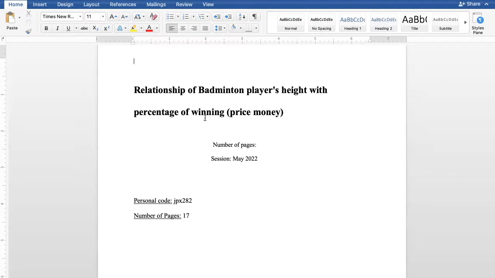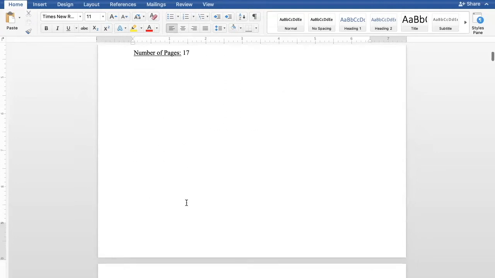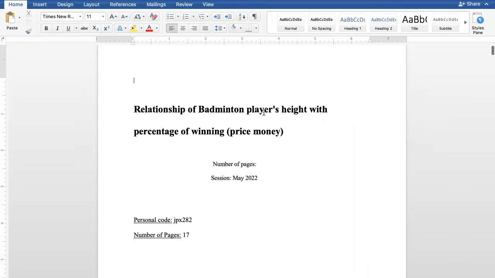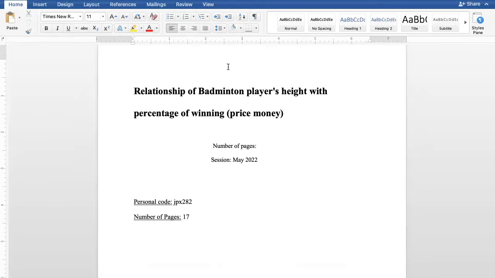So it must be relevant to your IA or exploration report. It is good that you've already put the number of pages. And this is your personal code. Okay, that's good. But please fix the cover. Put everything at the center. Put all of these at the center vertically and horizontally.